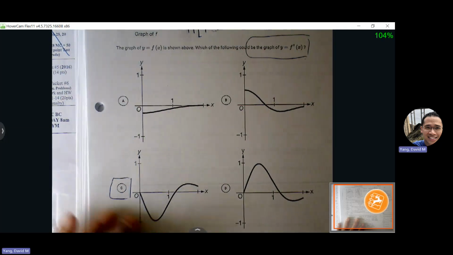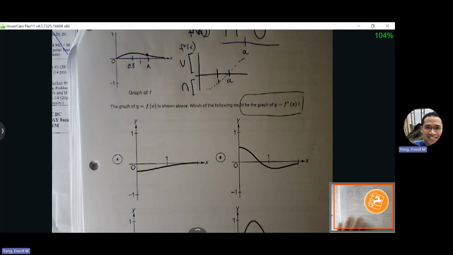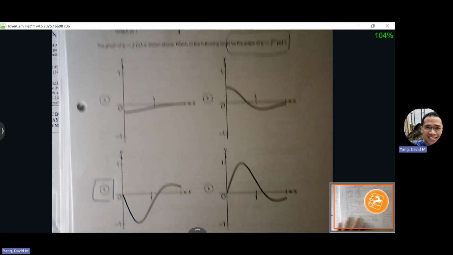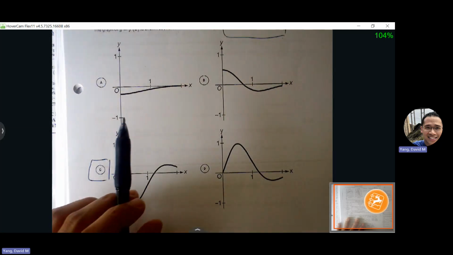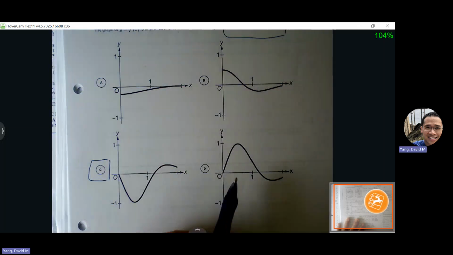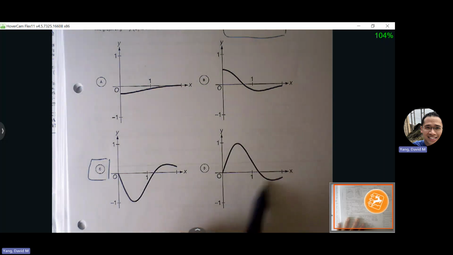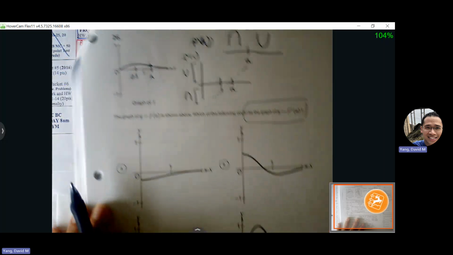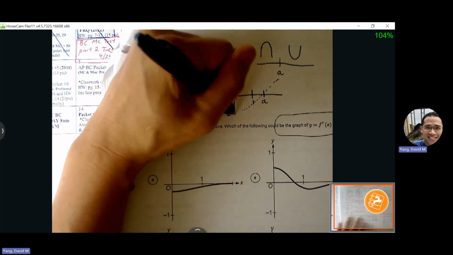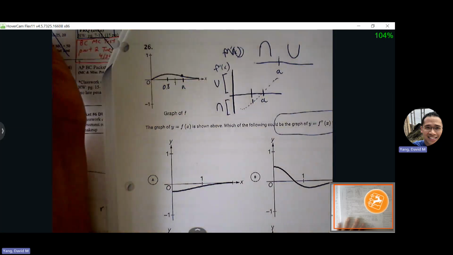Wait, so why don't you follow the concave down, concave up? Why wouldn't it be D? Because it's not asking for the original function graph. If it was asking for the original function graph, then maybe this would be correct. But it's asking for the second derivative graph. So second derivative graph means it's not plotting the shape of the graph. It's plotting the concavity values.